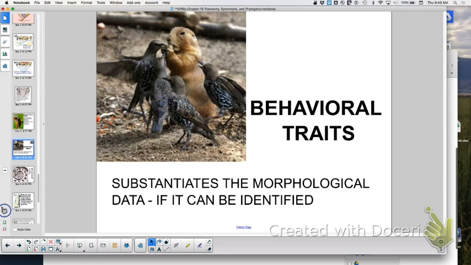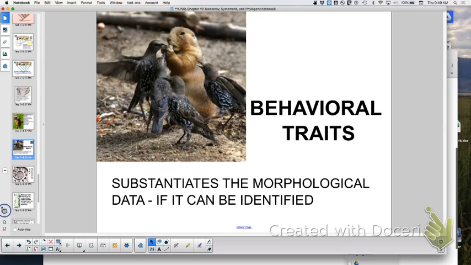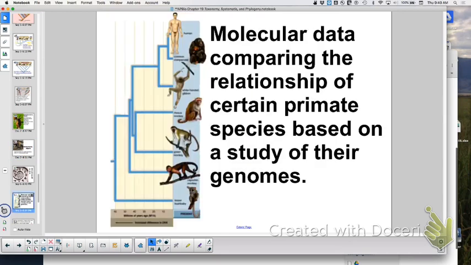Okay, and then we said let's look at the molecular clock. We can look at things like mutational rate, right? We can look at similarities in proteins, similarities in DNA. Whoever did behavioral traits, you're doing this one too because that one was too easy. Go ahead, do this one.